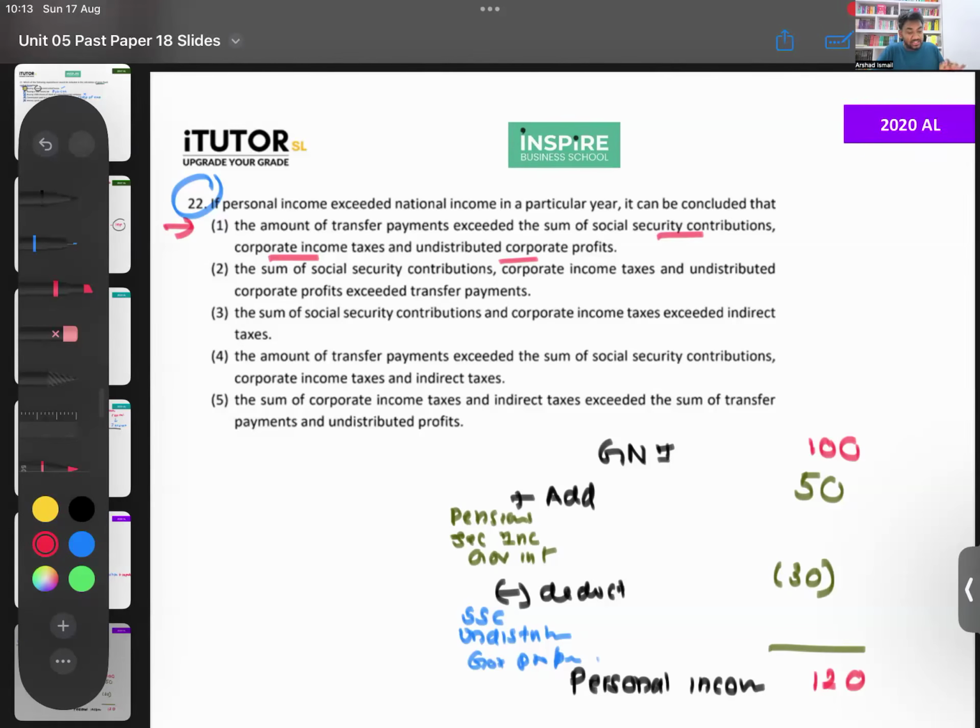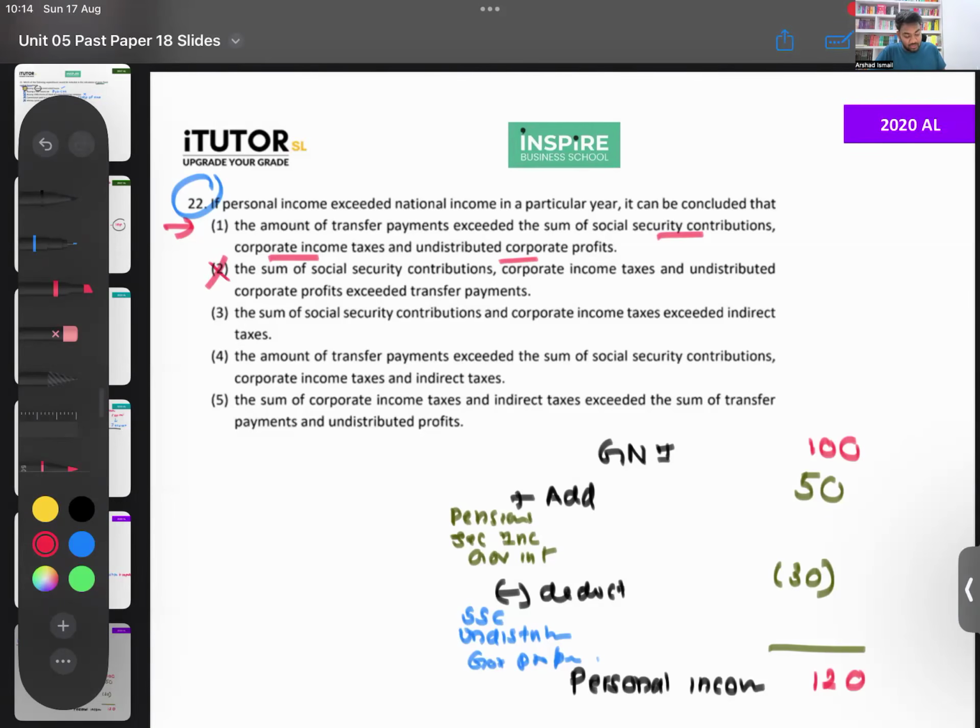The sum of social security contribution, corporate tax, and undistributed profit exceed transfers. Can that be an answer too? If the addition of social security contribution, corporate taxes, undistributed profit is more than this, no, then personal income will be lesser. So it can't be this.